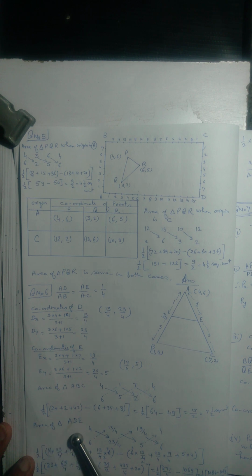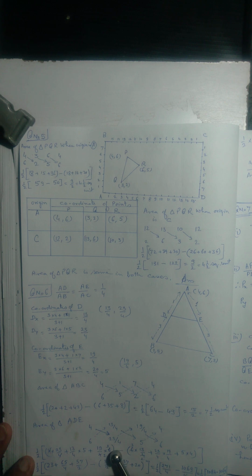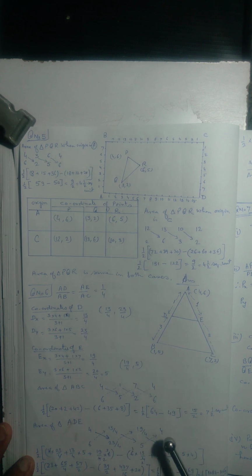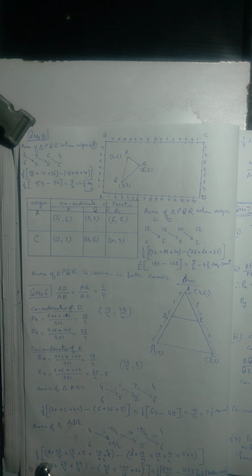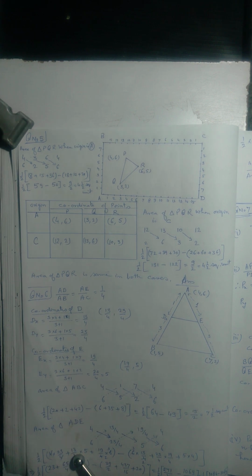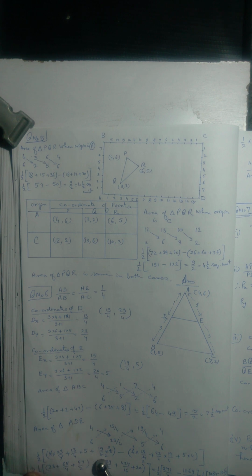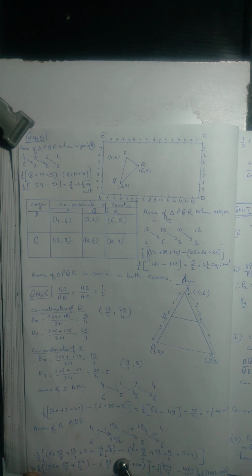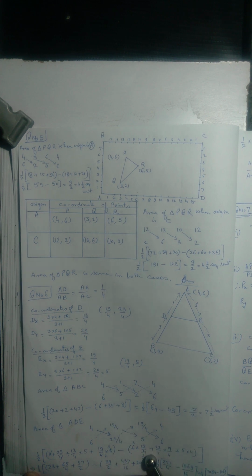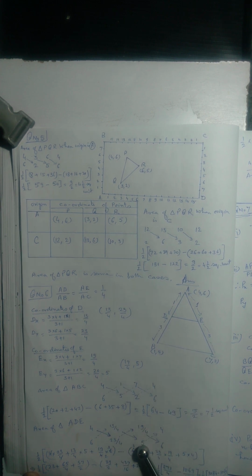Now the area of ADE, that is 4, 6, 13 by 4, 23 by 4, 19 by 4, 5 and 4, 6. You see, it will be equal to 1 by 2, 4 into 23 by 4 plus 13 by 4 into 5 plus 19 by 4 into 6 in the first bracket, minus 6 into 13 by 4 plus 23 by 4 into 19 by 4 plus 5 into 4.